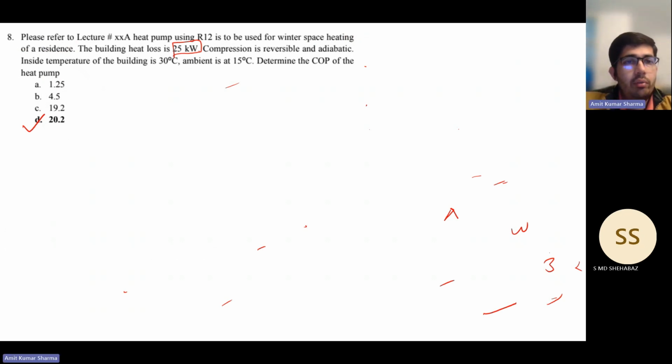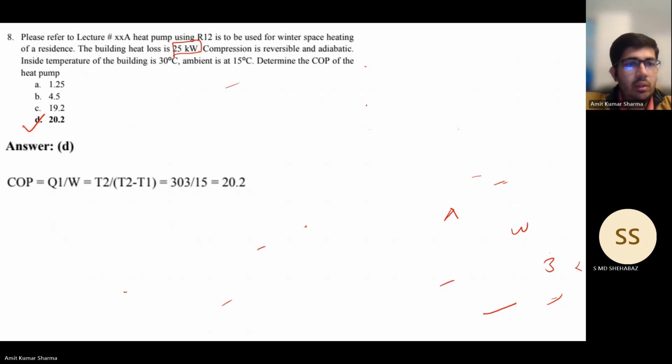So the COP of the given condition: we have given the heat loss is 25 kilowatt. The temperature limits are 30 degree, the inside temperature, and ambient is 15 degree. So apply the formula. COP is desired effect upon work input, or desired temperature upon temperature difference. So T2 upon T2 minus T1, it will come around 20.2. So the correct option is D.